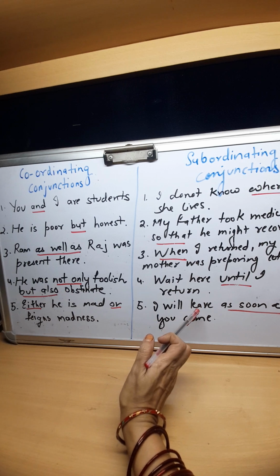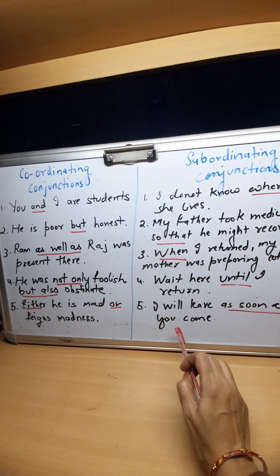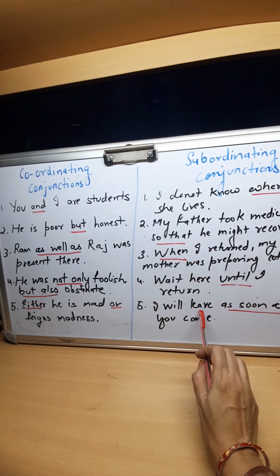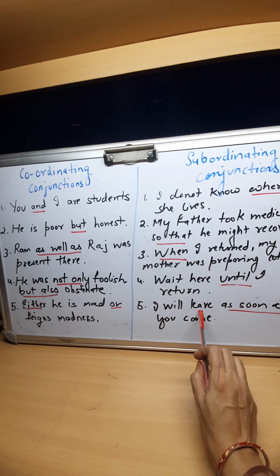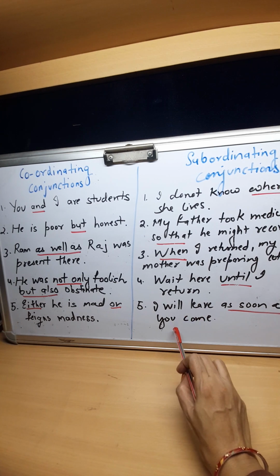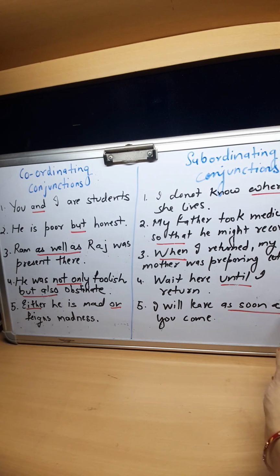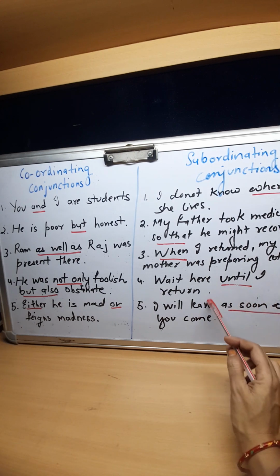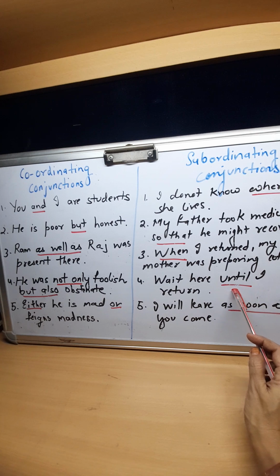And here, I will leave as soon as you come. I will leave, complete meaning. But if I ask when will you leave? The answer will be as soon as you come. So we have replied to this question by using a subordinating conjunction.